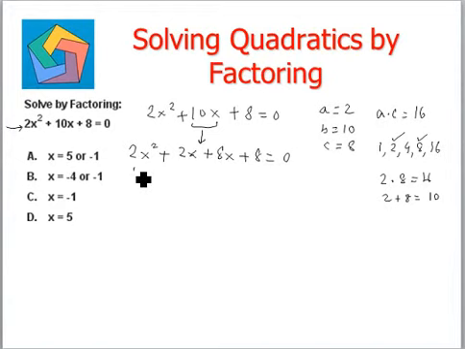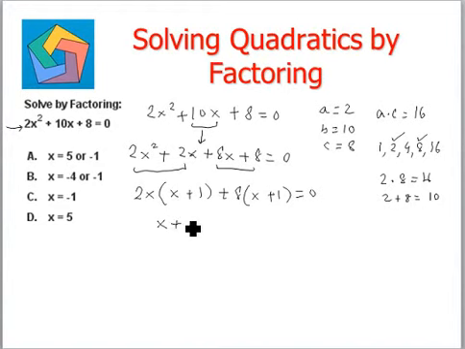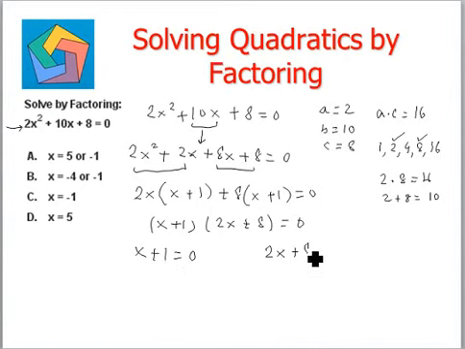From the first two terms you can pull out 2x, and inside we are left with x plus 1. From the last two terms we can pull out 8 and we are left with x plus 1 equals 0. We group up that, x plus 1 and 2x plus 8 equals 0. To find out the value of x, we equate each of them to 0, and from here we find out the value of x.